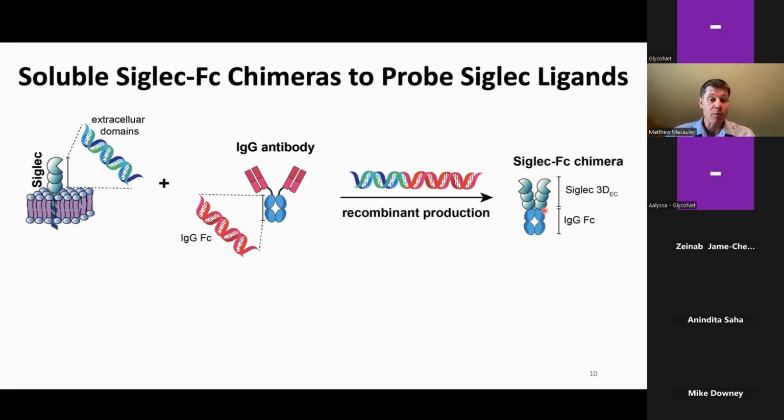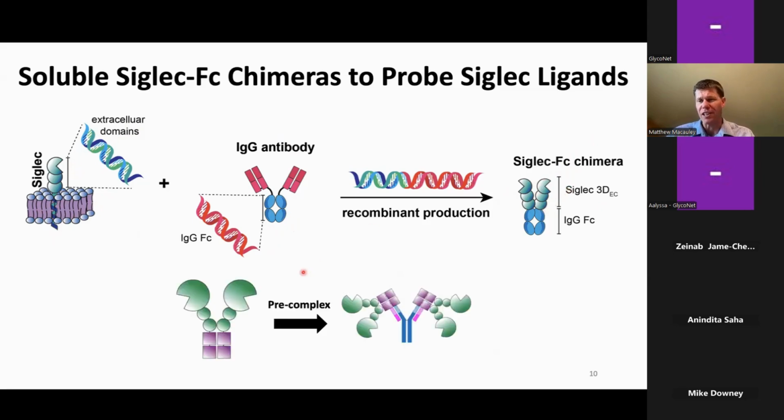And these continue to be used today. These are sold by R&D Systems. And what is generally done is that this is then pre-complexed with a secondary antibody. This then provides at least 4 binding sites to capture some of the affinity. And in general, a lot of very important discoveries have been made with this type of approach.